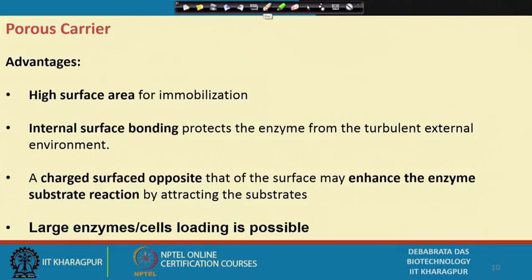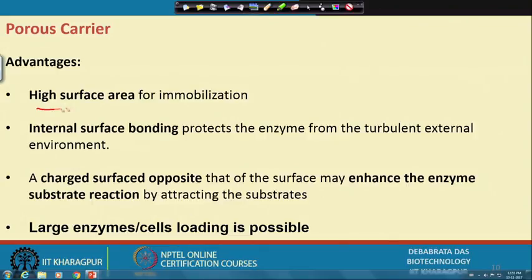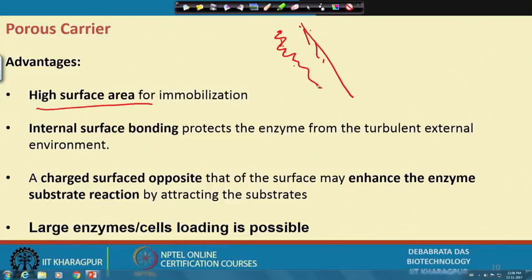Now porous has a lot of advantages. The first is the high surface area. This is the major advantage. Since you have a porous surface, as compared to a smooth surface, obviously this porous surface has a lot of area. If you have more surface area, more enzyme will be immobilized on the surface. The internal surface bonding protects the enzyme.